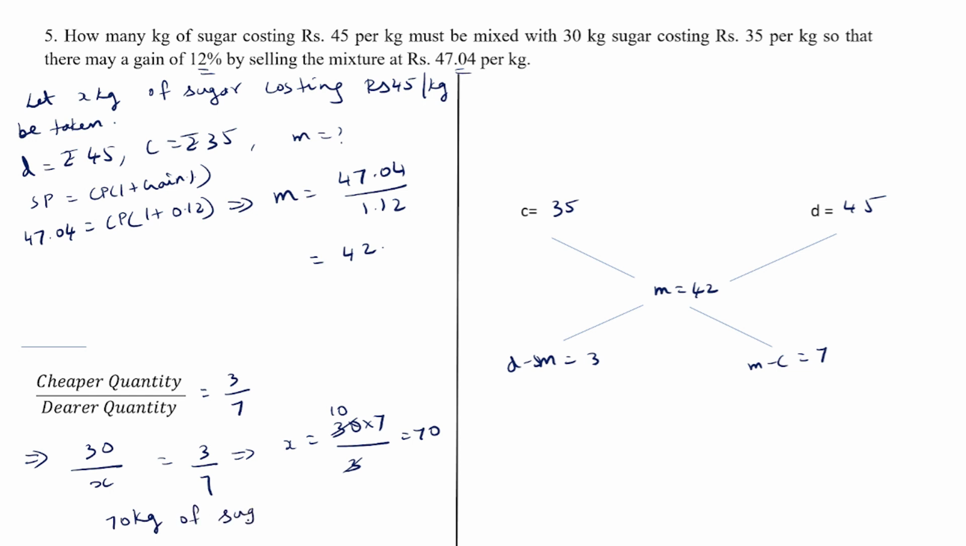70 kg of sugar costing rupees 45 per kg has to be mixed. So this is the answer.